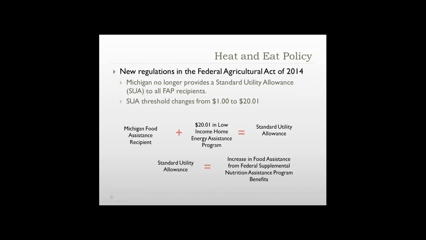However, in the 2014 reauthorization of the Farm Bill, Congress actually changed the heat and eat policy. So instead of automatically receiving a standard utility allowance with any amount of LIHEAP, so previously the $1 was applied, the threshold now for the standard utility allowance is anything over $20. So as such, Michigan chose not to continue participation in the heat and eat policy, citing that the increased cost to provide the standard utility allowance to all food assistance program beneficiaries would leave very little funding available for other energy assistance emergencies, which LIHEAP, the Low Income Home Energy Assistance Program, provides support for.